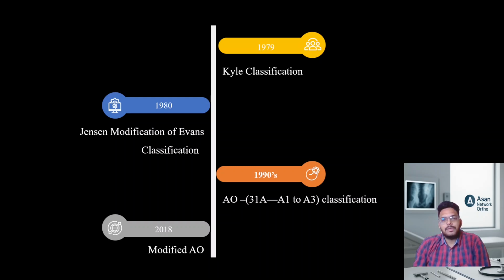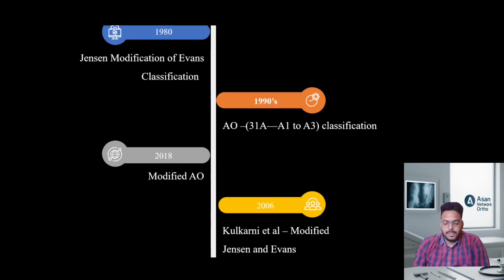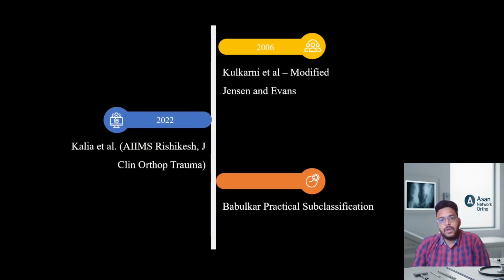But still there are some recent classifications that have given much clinical importance in our day-to-day practice. That is, in 2006 Kulkarni et al. modified the Jensen-Evans classification, which is now again used in many clinical practices. And the most important, the most recent, the CT based classification, that is in 2022 Kalia et al. studied intertrochanteric fractures using CT imaging. It is a more clinically relevant classification nowadays. And the final classification, that is Babulkar practical subclassification, is of minor clinical importance.